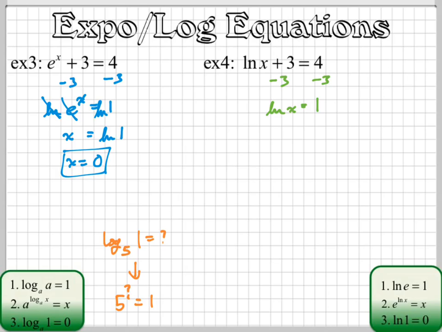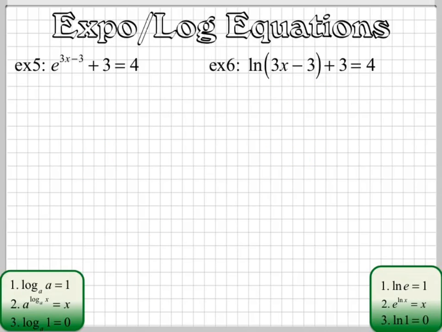Now, how do I get rid of this natural log here? I want to get this x out of it. Base e, because natural log has a base e. So I raise both sides to the base of e. Then I cross those guys out. I have x equals e to the 1, and you don't need to write the 1. It's just x equals e.